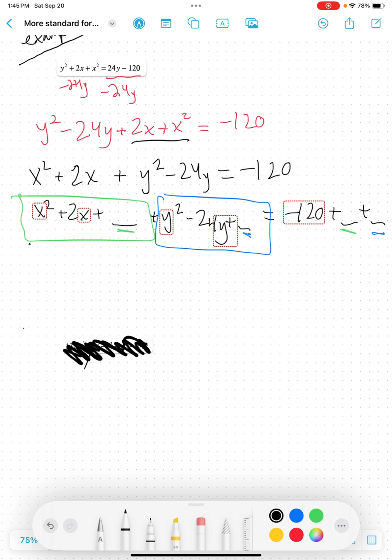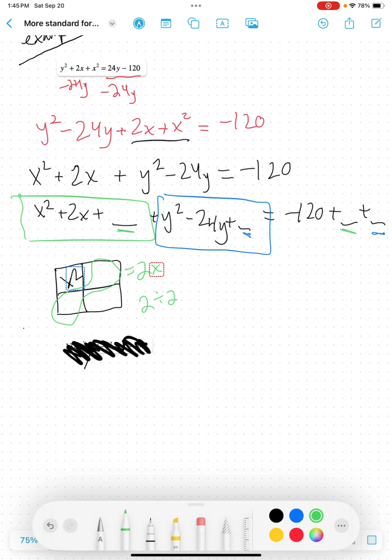This is where I want you guys to pause the video and try to see if you can figure it out yourself, because it's just the same skill we just did. So hopefully you paused the video and tried it. I guess the x part is the same as last time, right? It's going to be 2x right here. So 2 divided by 2 is 1. 1x and 1x. So this little box is 1 times 1. So my x is the same as it was last time. Didn't realize that. X plus 1, x plus 1.